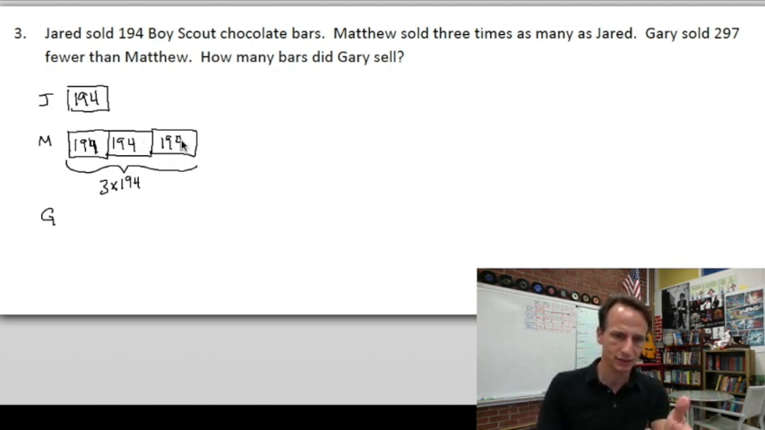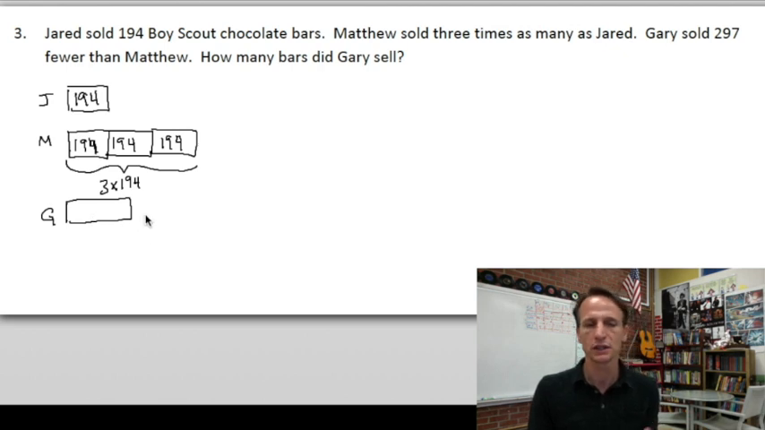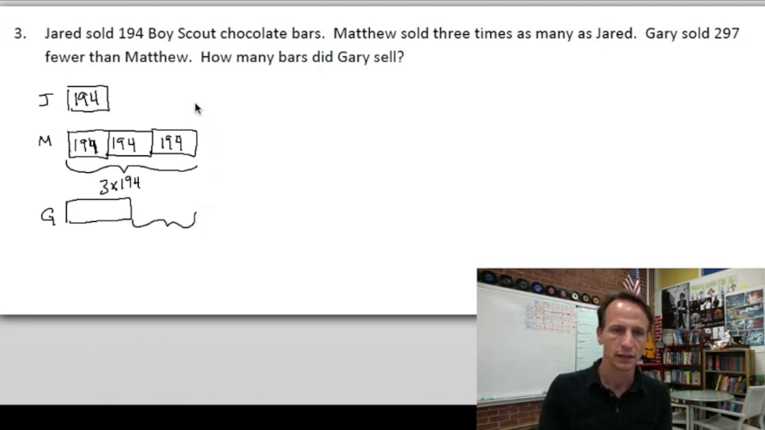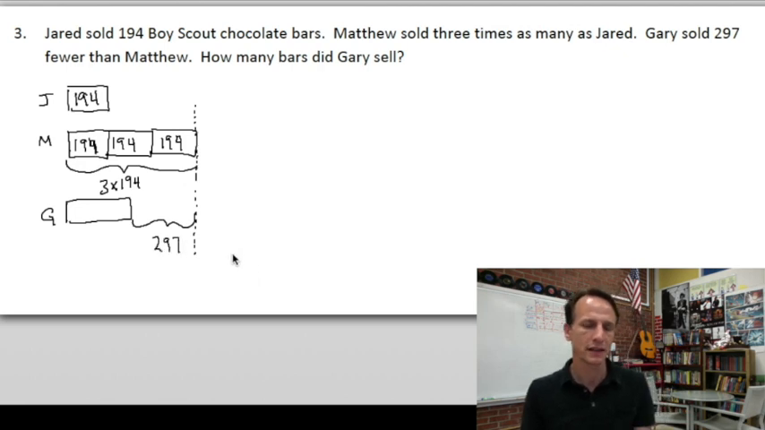Now Gary, good old Gary boy, he sold 297 fewer than Matthew, and just to approximate that, I can see, oh, well, that's 194, so going backwards, 297 is going to be this much. So Gary, and what we know here is the difference between them. I can put a little dotted line here to be clear on what I'm talking about exactly. That is 297 fewer than Matthew. And what we're trying to find is how many bars Gary sold. So let's do that.